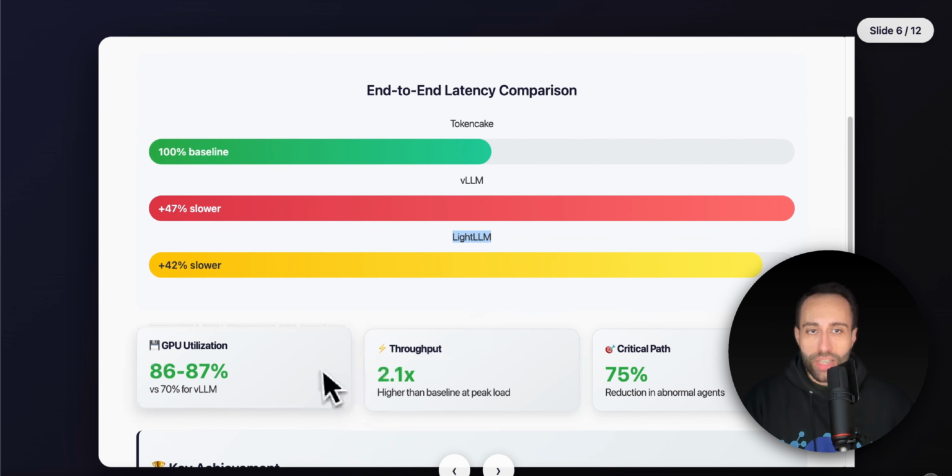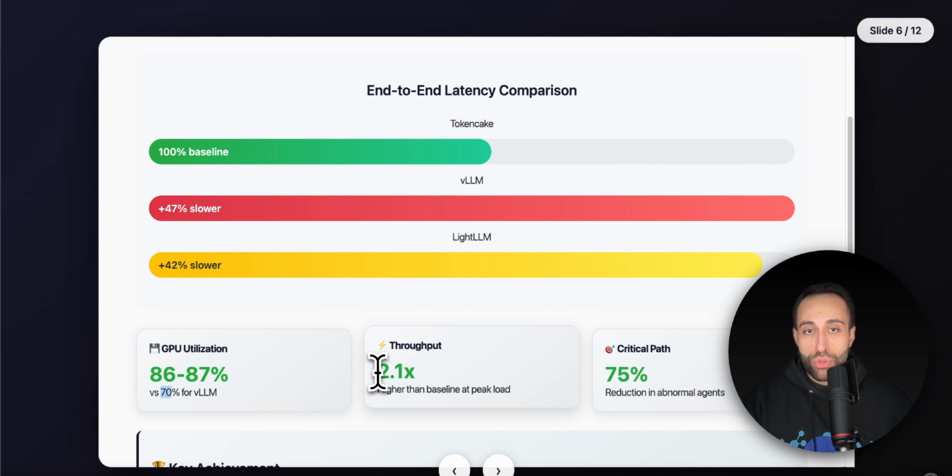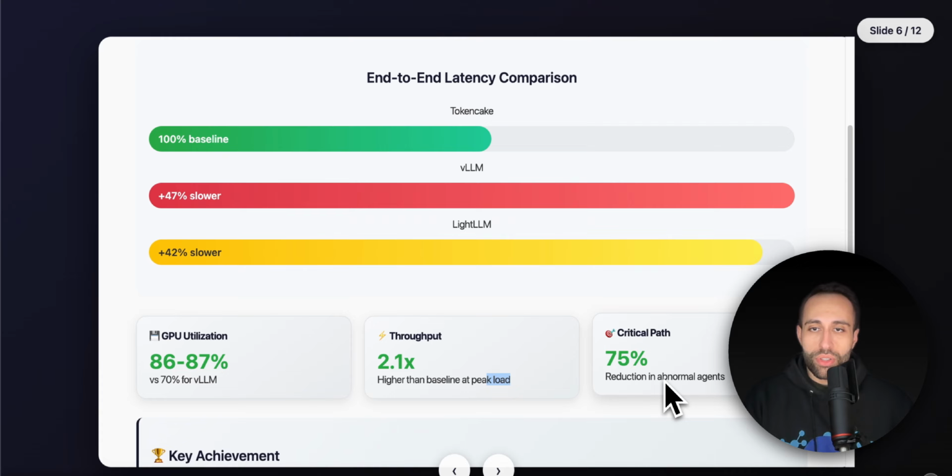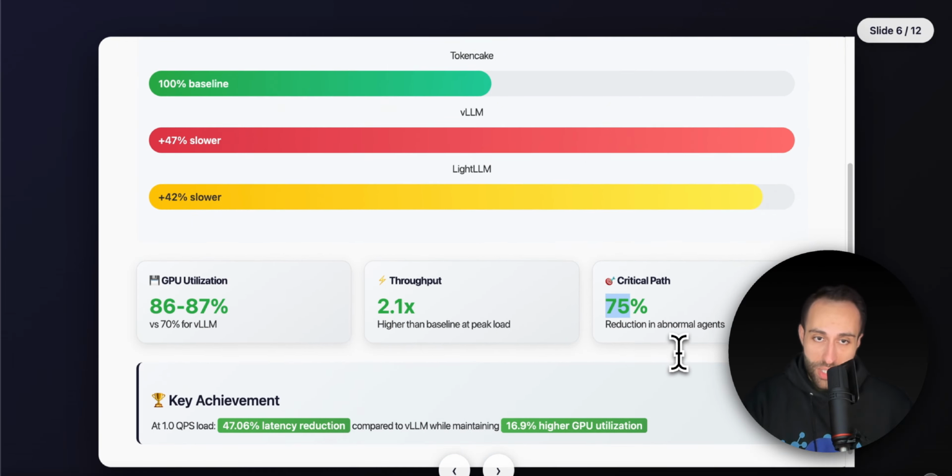They clearly mentioned that compared to vLLM, which is state of the art, they got the GPU utilization 87% compared to 70%. So 70% increase here, which is considerable. I told you they got 2 times more throughput compared to vLLM, especially for peak load. And also the critical path got 75% reduced in abnormal agent, which is amazing.